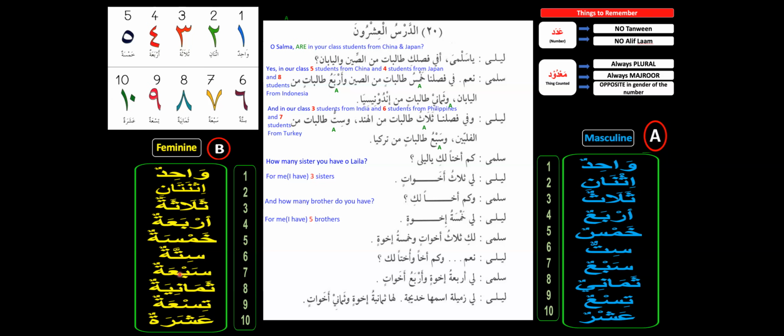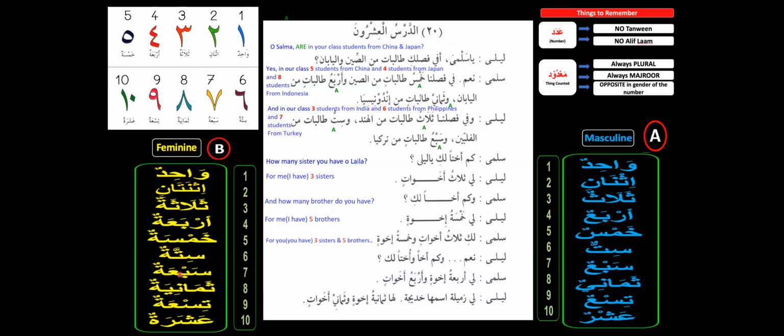So the number was coming in the form of masculine number. Now here it's about the brother, masculine. So the number is feminine. So Salma is saying, Laki thalathu akhawatin wa khamsatu ikhwatin. For you, or you have 3 sisters and 5 brothers?